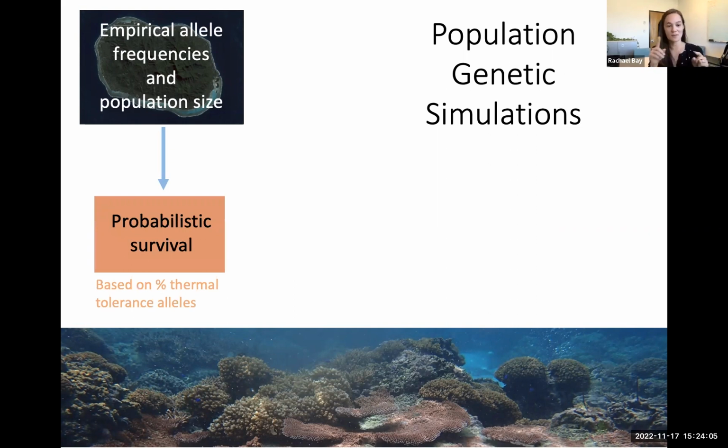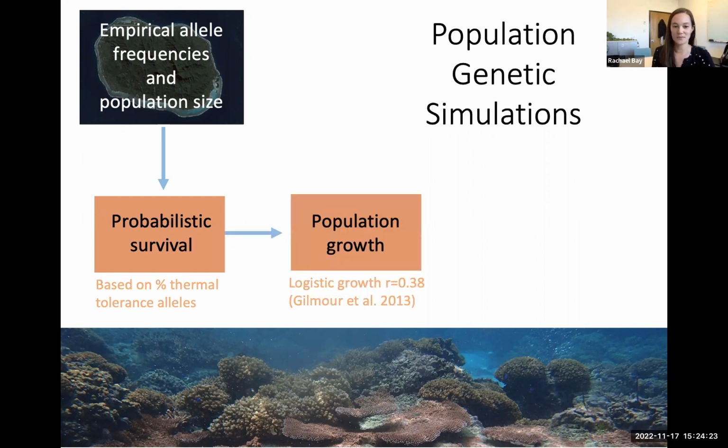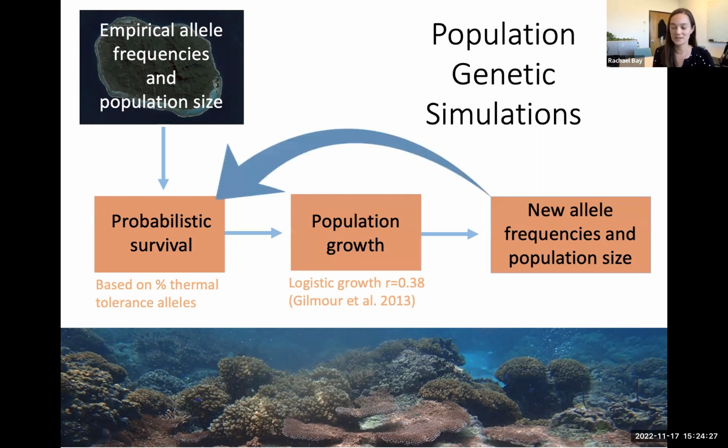So you'll remember that curve I showed you where the number of thermal tolerance alleles you have dictates your fitness in a particular environment. We use a curve like that to invoke probabilistic survival based on the number of thermal tolerance alleles you have and the current temperature that you're in. Everyone has the same probability to grow and reproduce, and then we can recalculate the new allele frequencies and the new population size and start the next generation.